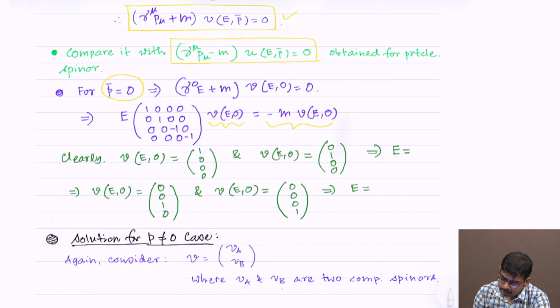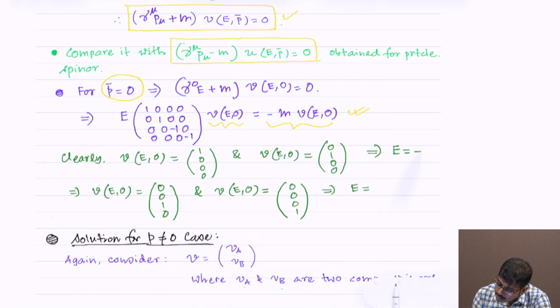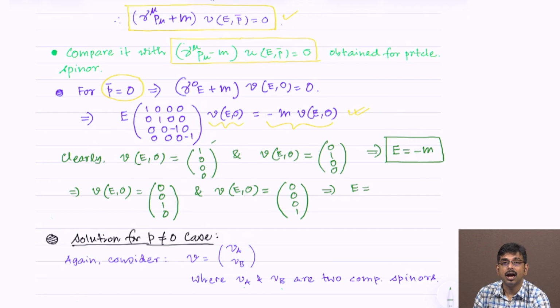Put this back in this equation and see what kind of value of E we are getting, what is the eigenvalue. You can easily calculate and find out that E is equal to minus m. So this basically means that unlike the previous particle-like solution, the spinors (1 0 0 0) and (0 1 0 0) are going to give you E equal to minus m, which are negative energy solutions. These are negative energy solutions, or rather negative energy antiparticle solutions, if you may say.